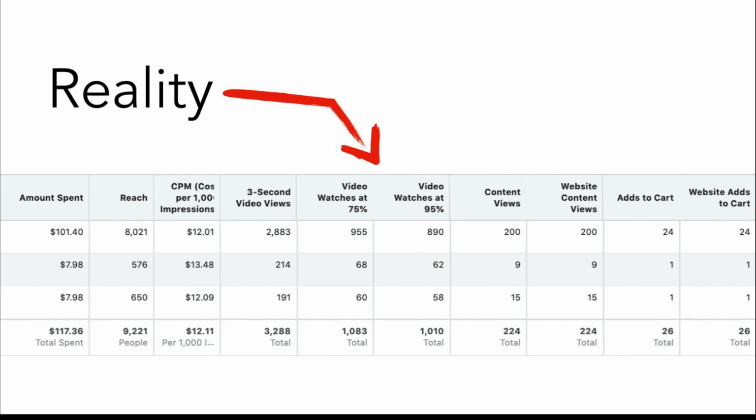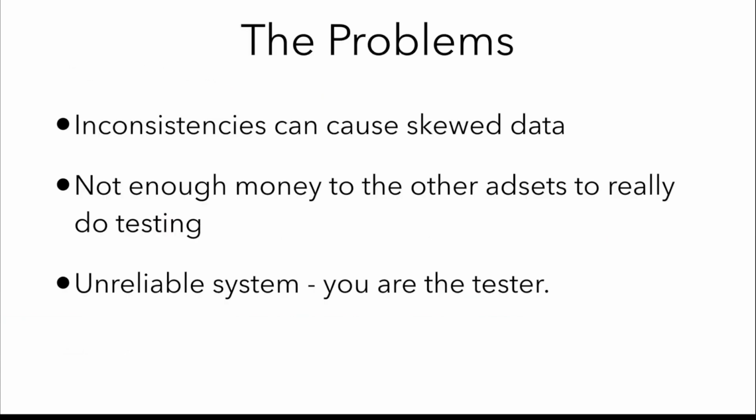So the Facebook budget is not doing the proper thing, or at least it thinks it is, and by doing so, it doesn't give the other ad sets an opportunity to actually become successful. So the problems. First is inconsistencies cause skewed data. So this is what I was talking about.